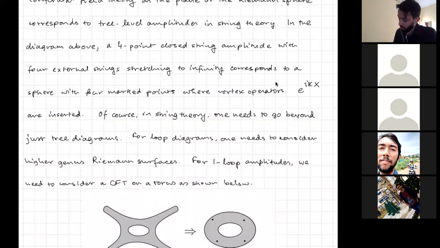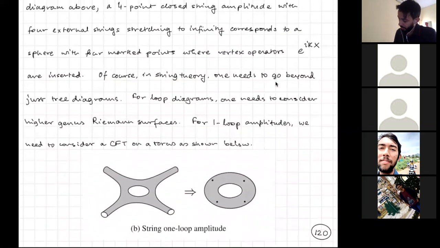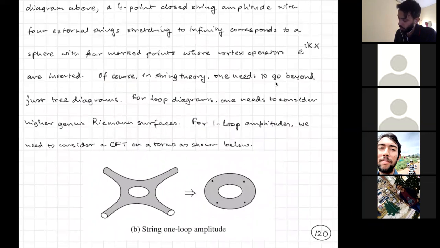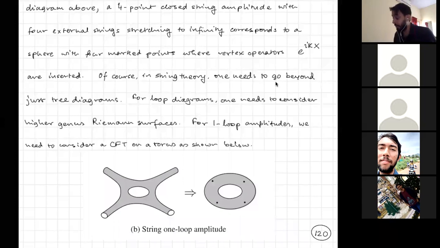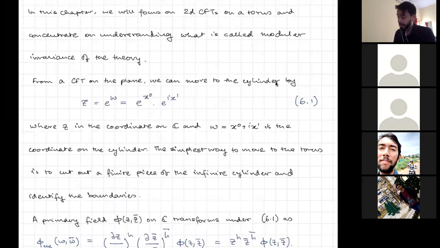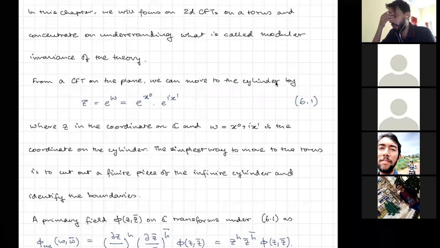All right, so now that we have motivated why you want to look beyond the plane, let's try and understand what you do in order to get to this donut shaped object.